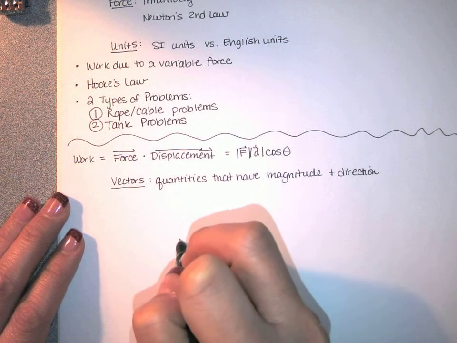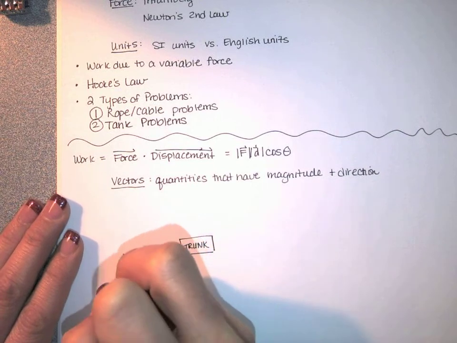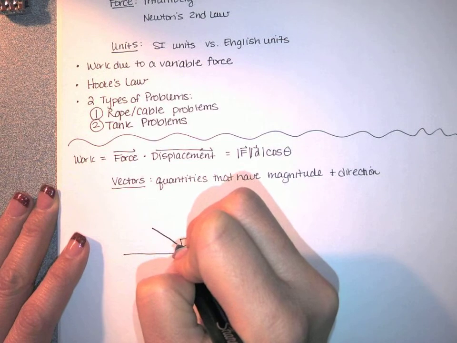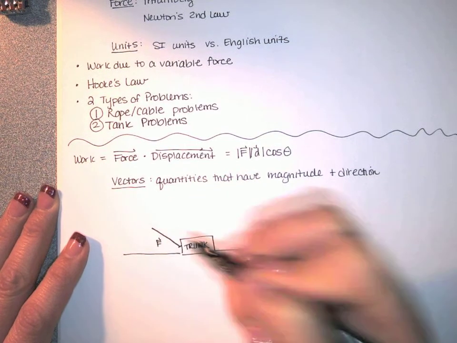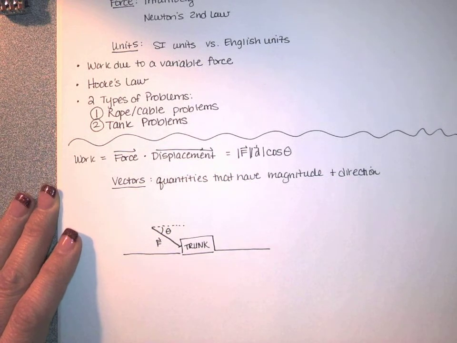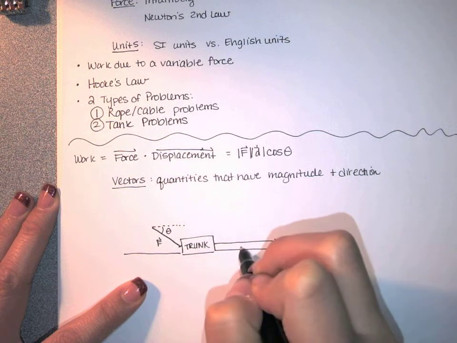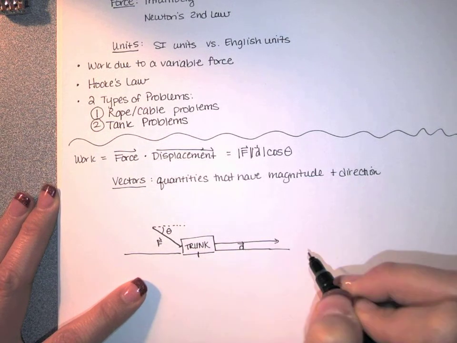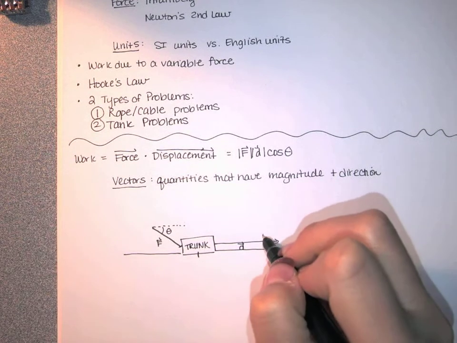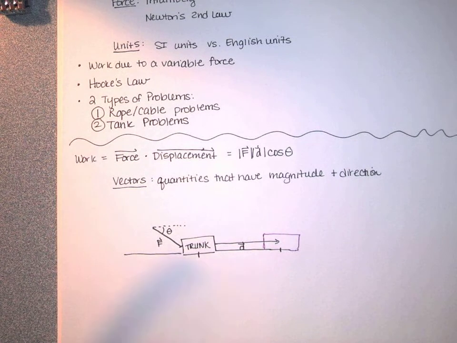So let's say you have some box or trunk that you're trying to move, and I can't draw it very well, so I'll just draw a box that says trunk on it. Now let's say you're applying a force at an angle like this, and it's making an angle of theta with the horizontal, and that trunk is moving through some displacement d. So that's our displacement vector. It starts here, and then it ends up over here sometime later. So this is where our trunk will be after we have applied our force.